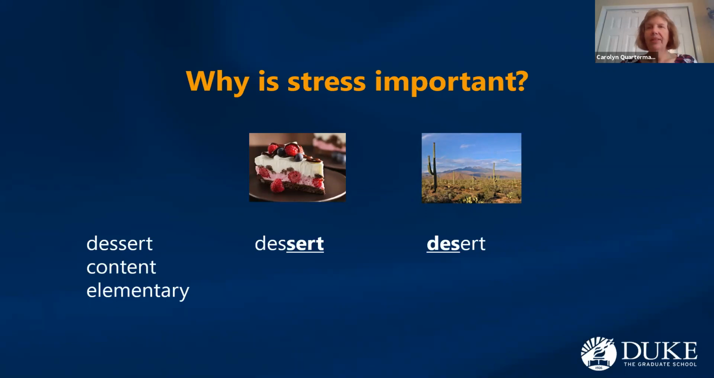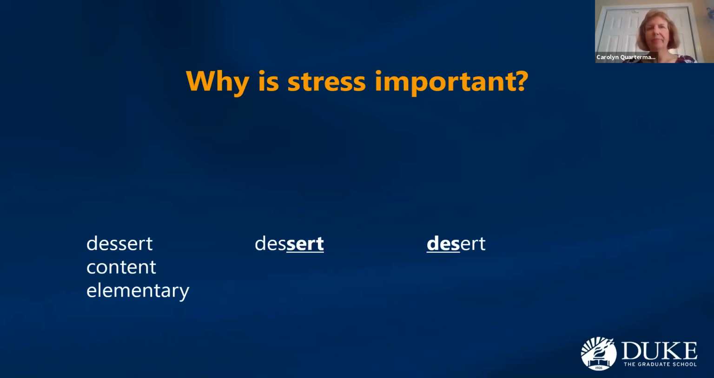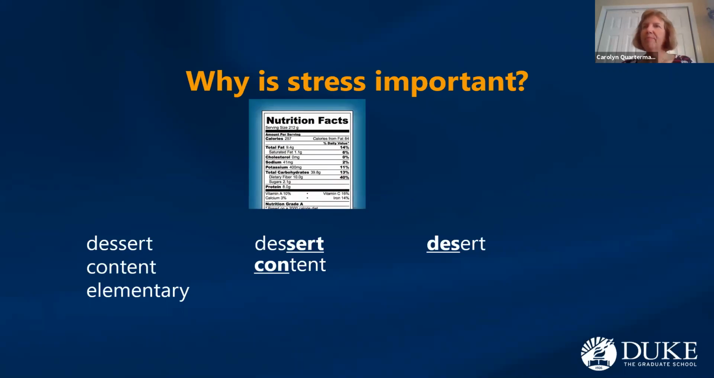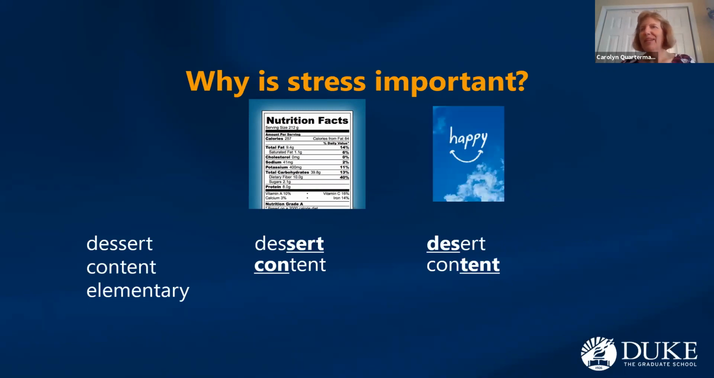And the next word, another example, content. If you stress the first syllable, content, we'll think of what something's made of or what its ingredients are, content. But if you stress it on the second syllable, content, then we'll think of the word meaning happy, content.